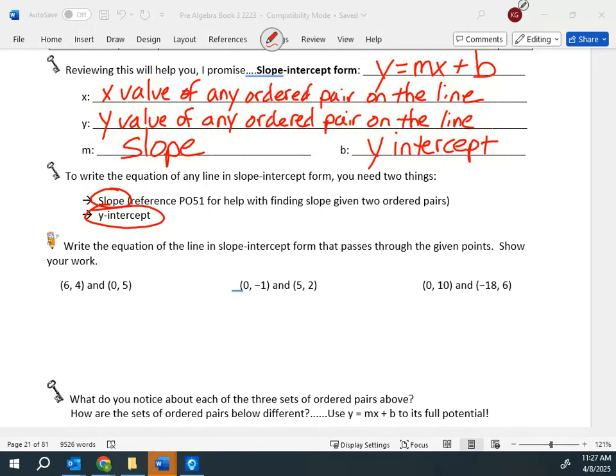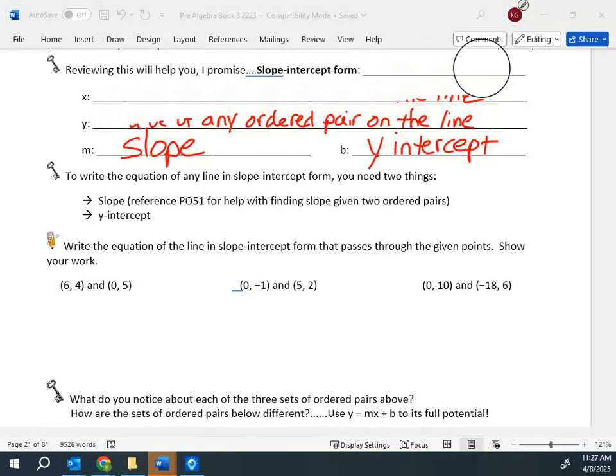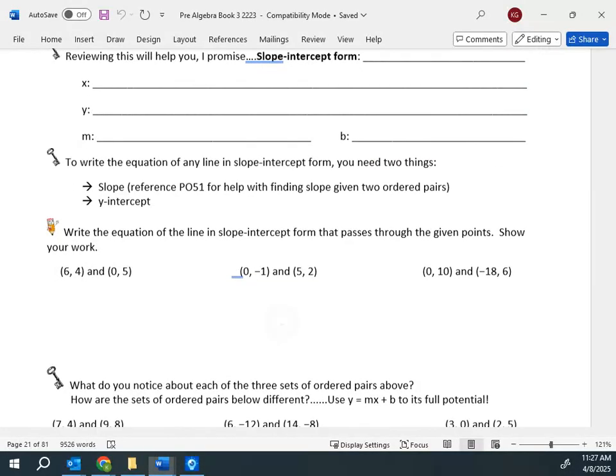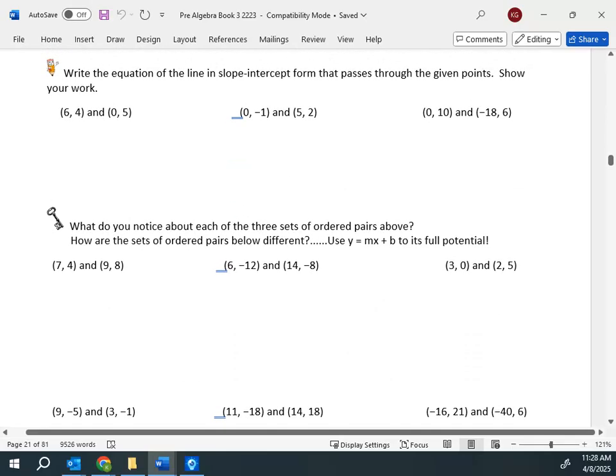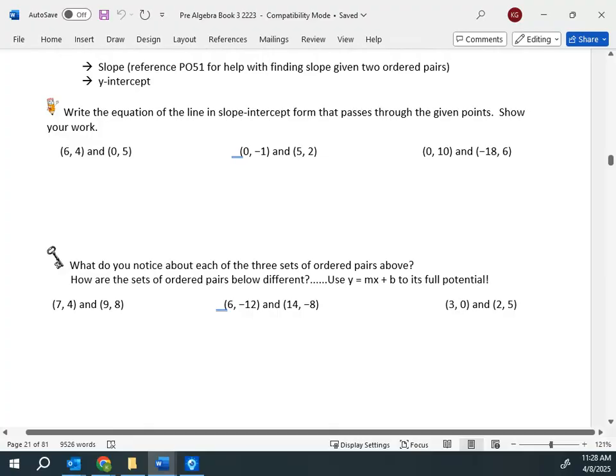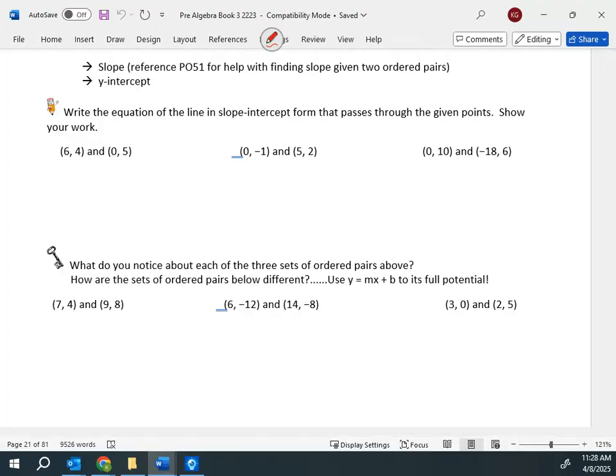So we're going to go back to PO51, really thinking about what it means to find the slope when you're given two ordered pairs. So let's look at what that all means. How do we put those together? So we're going to write the equation. Well, first let's look at this. Who remembers how we find the slope when we're given two ordered pairs? Anybody remember? Natalie: Rise over run.